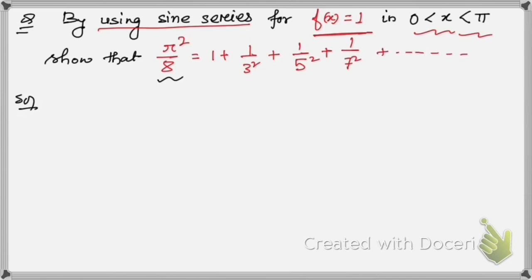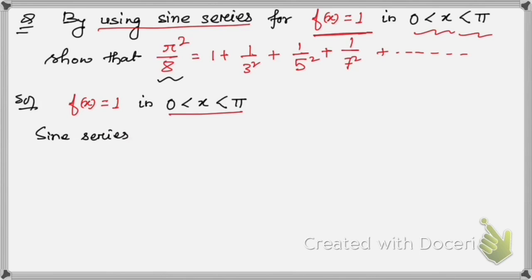First let me write the given function here. The interval is 0 to pi. Now the sine series is f of x equal to summation bn sine nx. This is our sine series. How to obtain the bn, we have already discussed when we covered half range series, in the previous lectures.